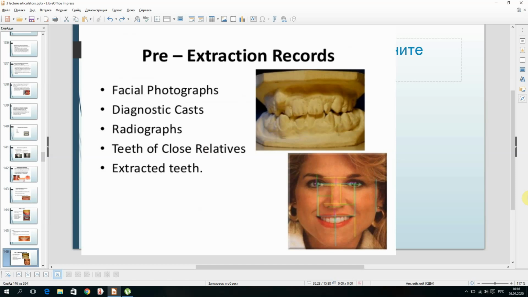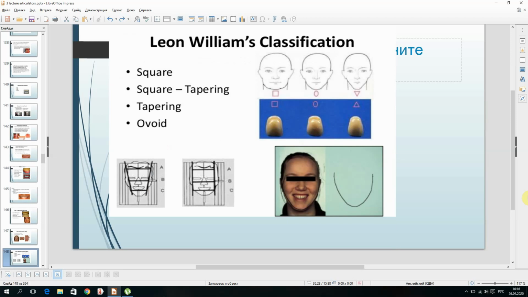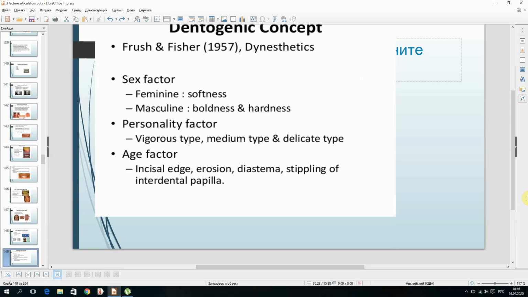Pre-extraction records, facial photographs, diagnostic casts, radiographs, teeth of close relatives, extracted teeth. Form of anterior teeth: pre-extraction records, form and contour of face. Lyon-Williams classification: square, tapering, ovoid. Dentogenic concept, Frush and Fisher, dentogenics. Sex factors: feminine softness, masculine boldness and hardness.